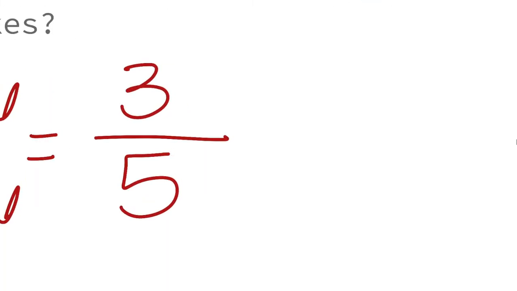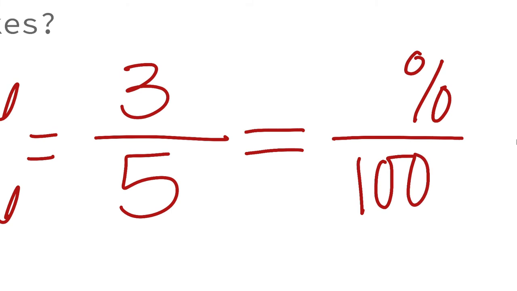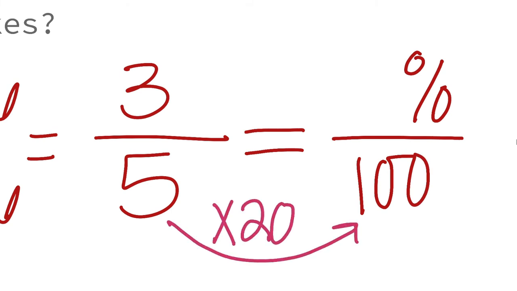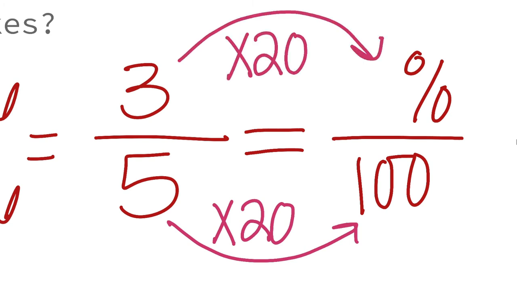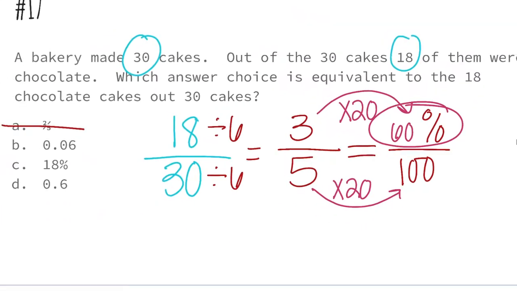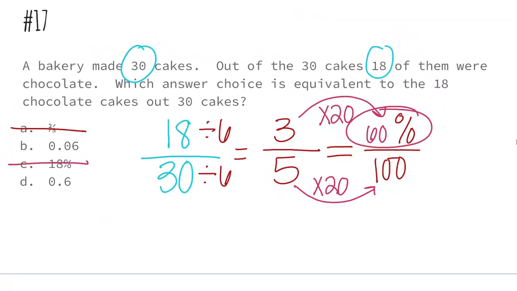So percent, remember I could do fraction bar equals fraction bar, percent out of 100. 5 times 20 gives me 100, whatever I do on bottom, I've got to do on top. 3 times 20 is 60%. So this says 18%, so that's not right.